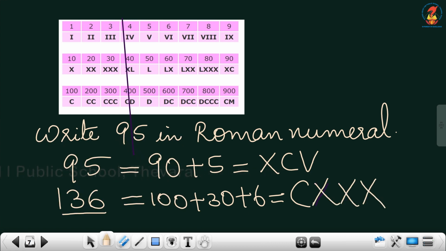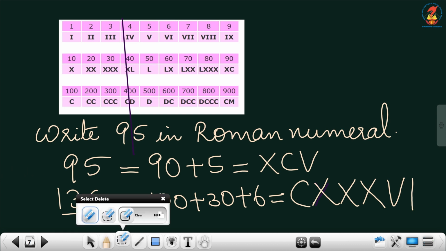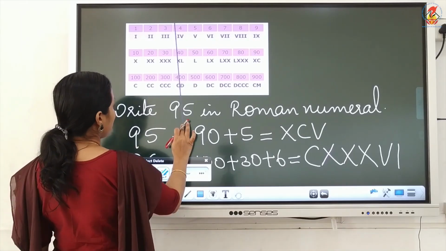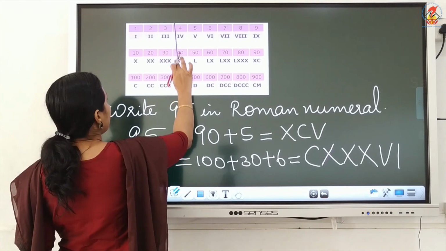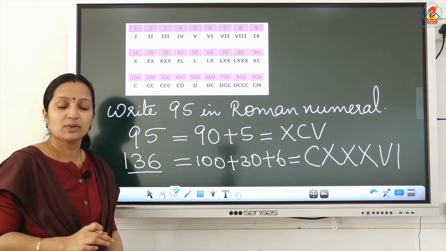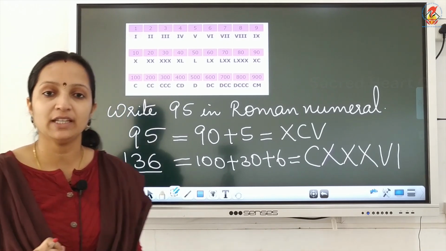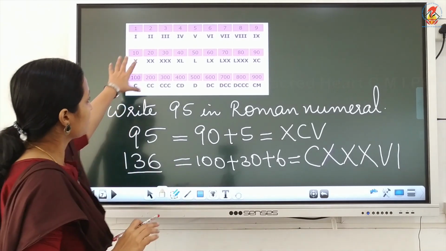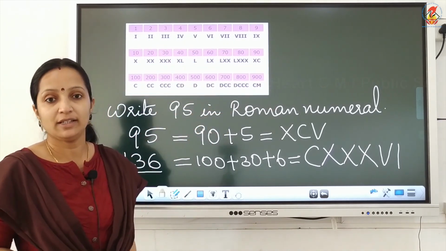XXX is 30. And how will we represent 6? 6 by using VI. So VI. So it's clear, children, when you are writing Roman numerals, always write the expanded form. You will not make any careless mistake. And try to study this much so you can write any Roman numeral.